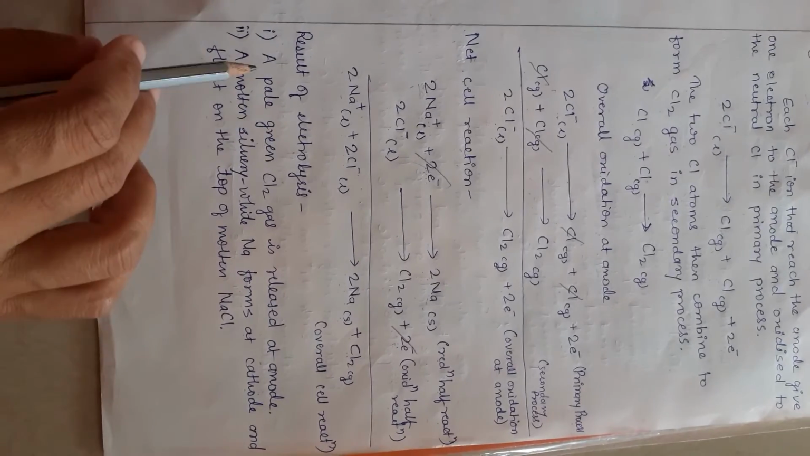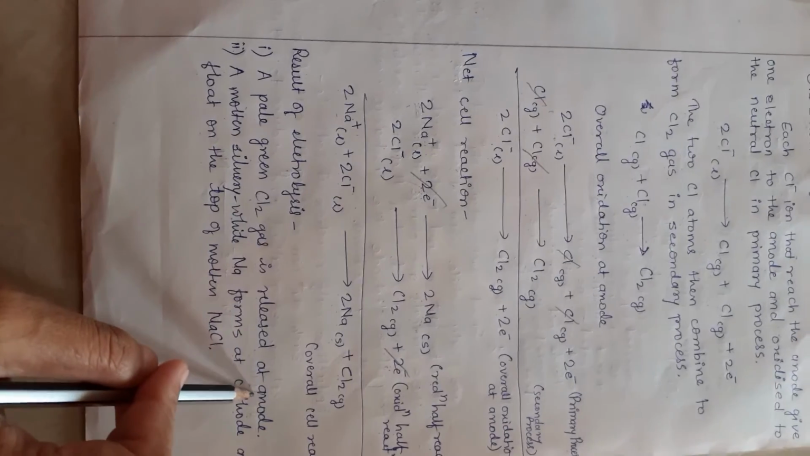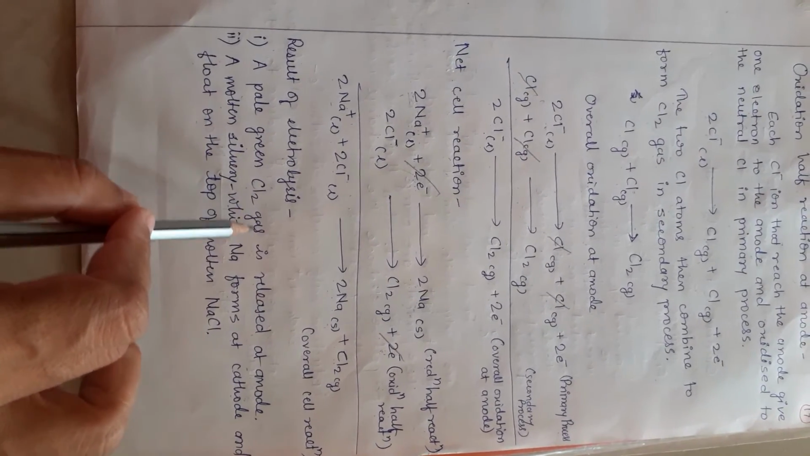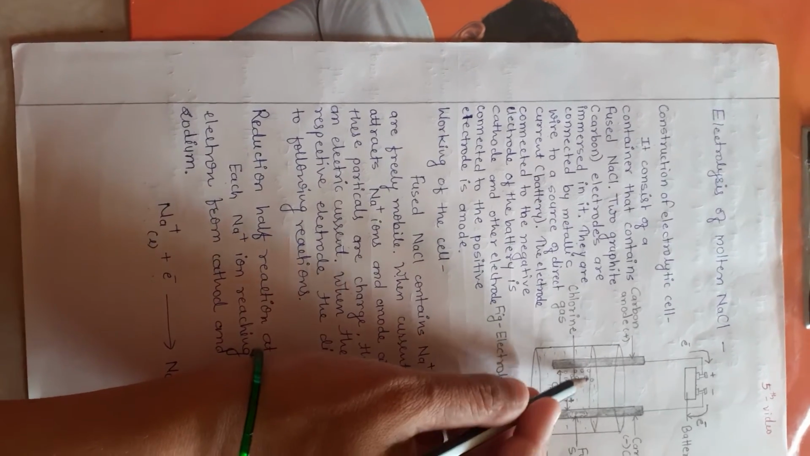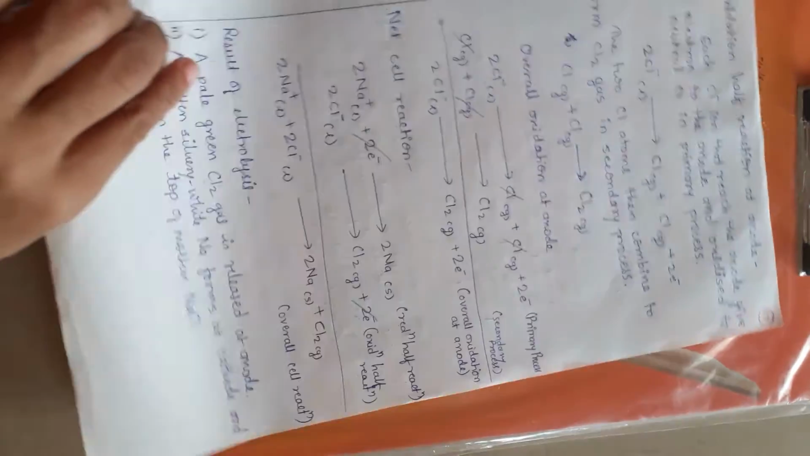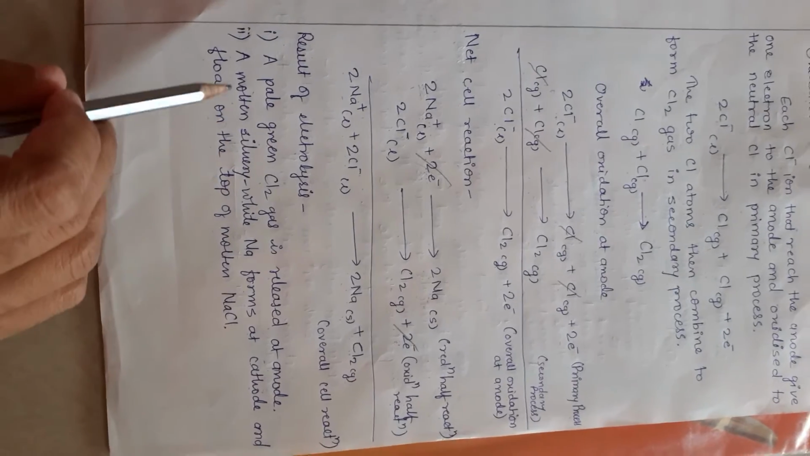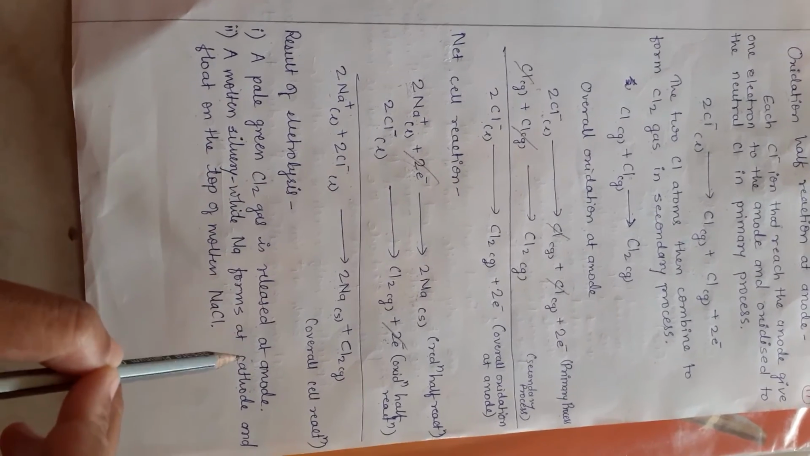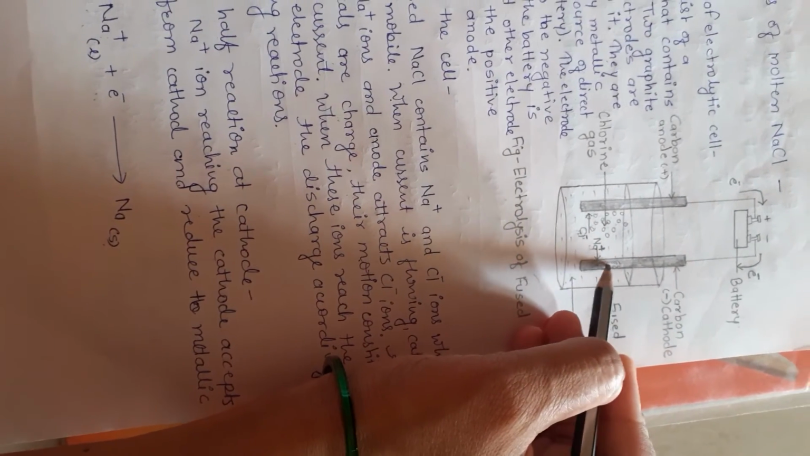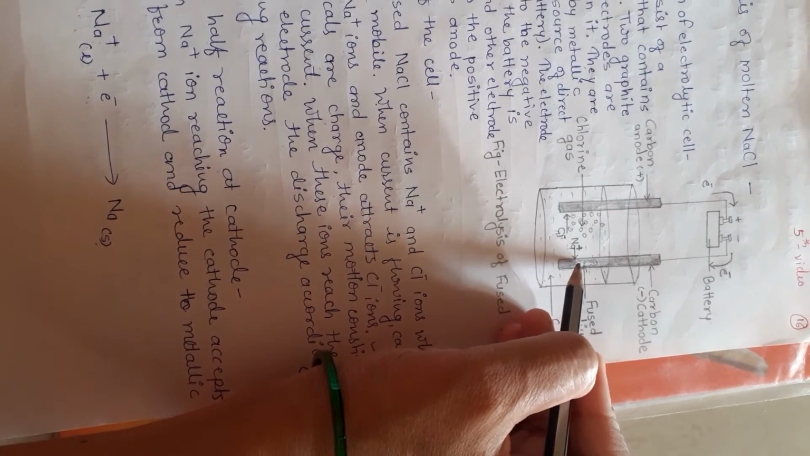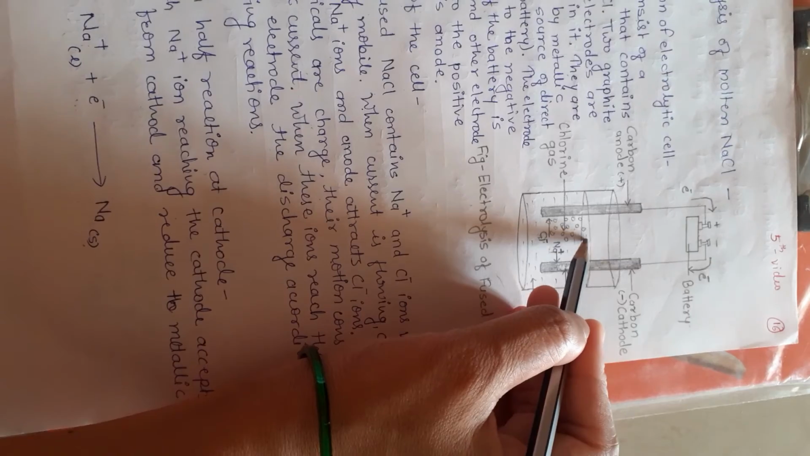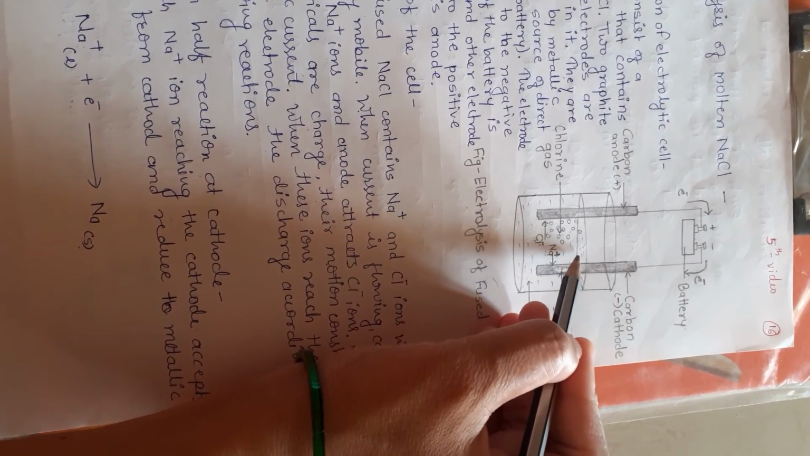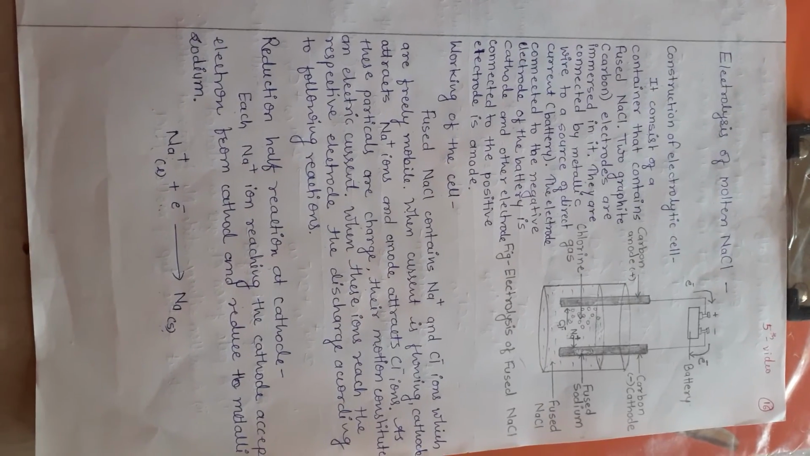Then the result of electrolysis. A pale green Cl2 gas is released at the anode, as the anode attracts Cl negative and bubbling of Cl2 takes place. Next, molten silvery white sodium forms at the cathode and floats on top of the molten NaCl. At the cathode whitish particles are seen, which is the deposition of solid sodium, and that solid sodium also floats on the surface of the fused NaCl. This is the electrolysis of molten NaCl.